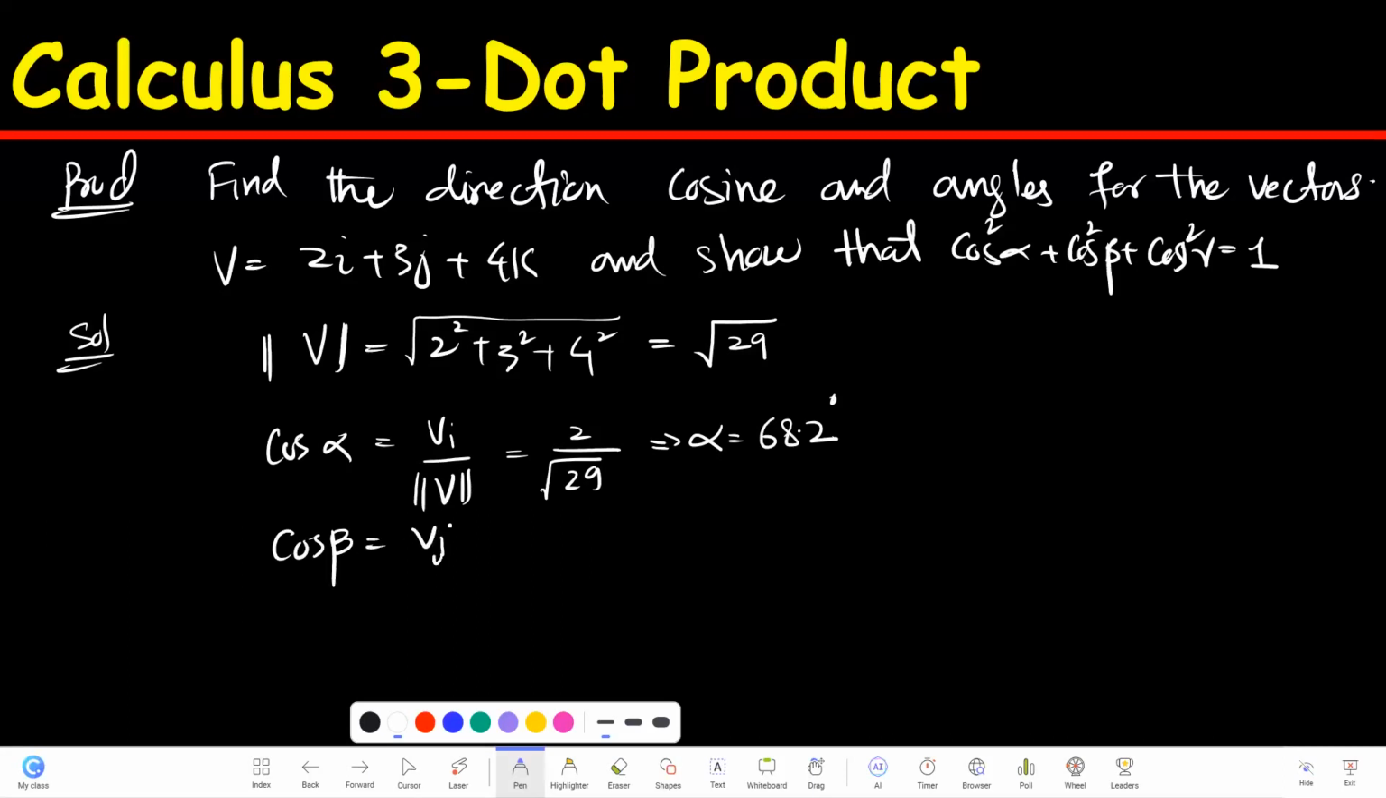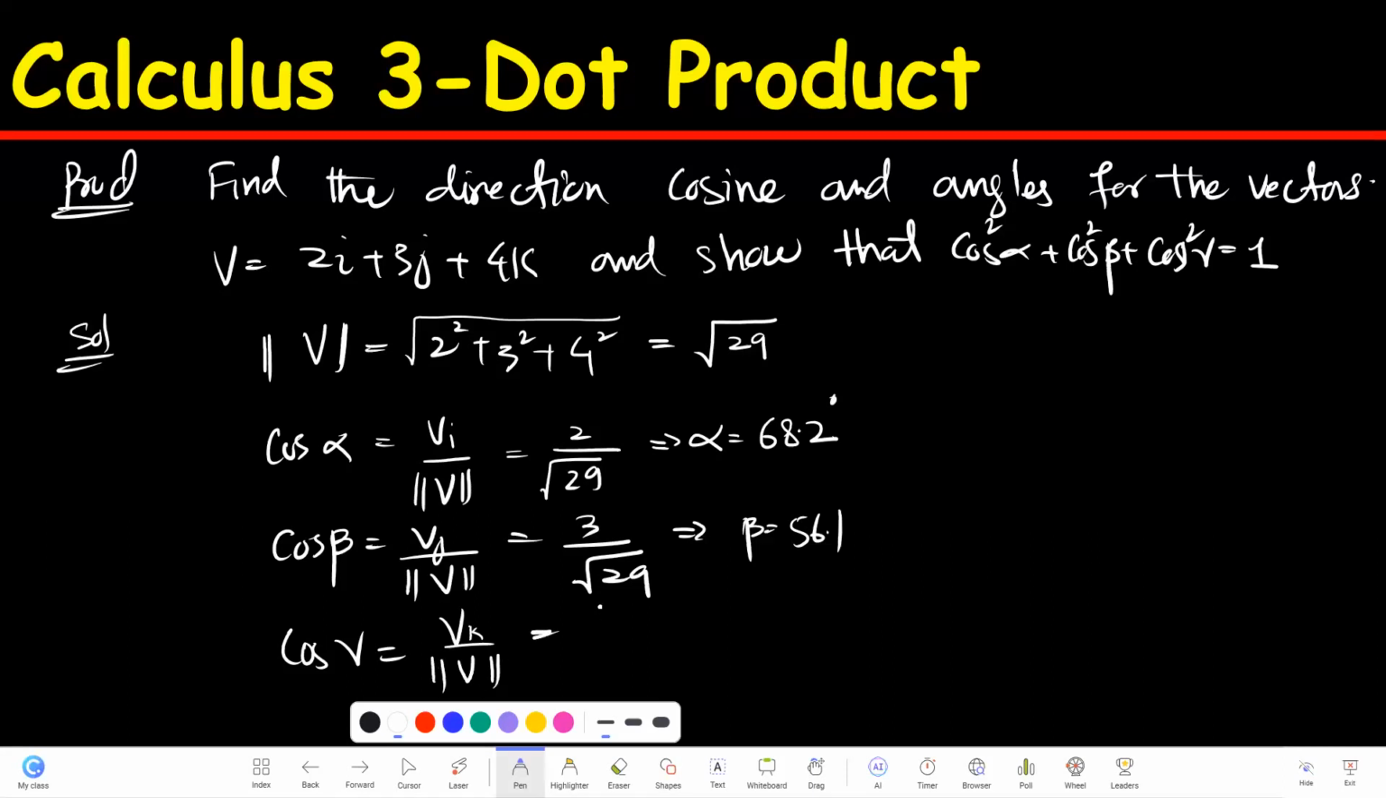Cosine beta equals vj over v, which is 3 over square root of 29. If you solve for beta from here, beta is 56. Cosine gamma, we're running a little bit out of time, so vk over v, which is 4 over square root of 29. If you calculate gamma, it equals 42. Okay, so we got this answer.